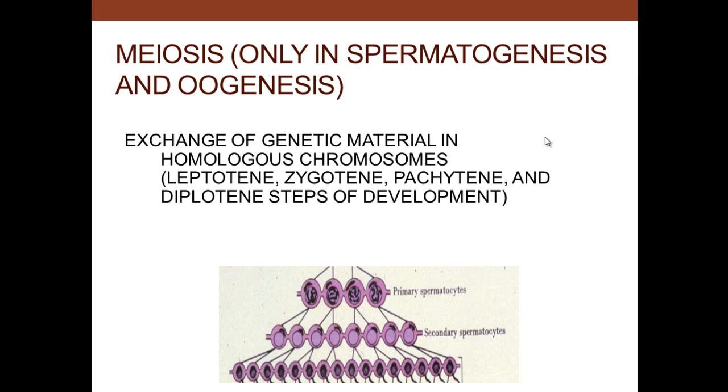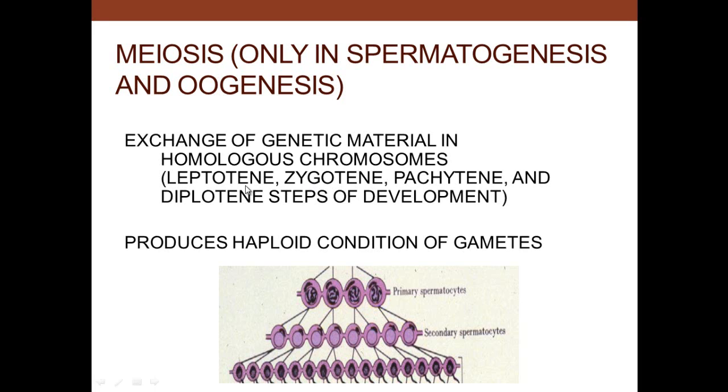Meiosis also has two functions. One, exchange of genetic material between the homologous chromosomes, through the leptotene, zygotene, pachytene, and diplotene steps of development. So one thing is the exchange of chromosomes. You're not like your brother or your sister because they have different genetic exchange than you did. Also, it produces a haploid condition.